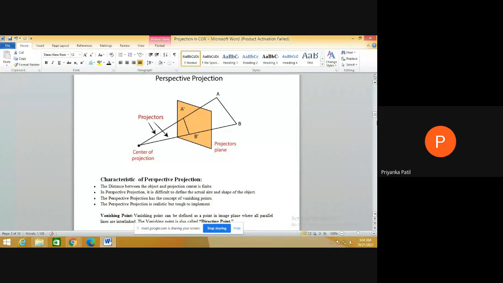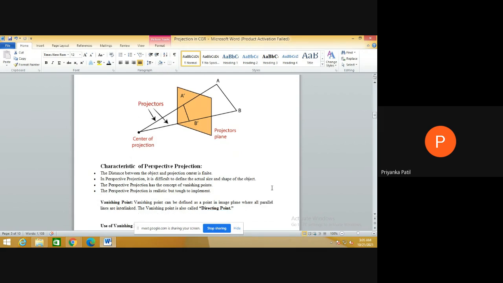So next we can discuss what is meant by vanishing point. In perspective projection, it is quite difficult to define the actual size and shape of an object because it cannot maintain the size and shape of the given object. It is only concerned with the realistic view of the given thing. Next one is the vanishing point.